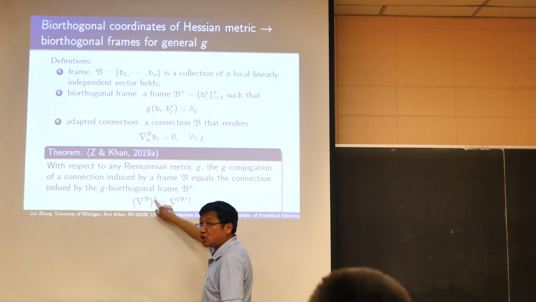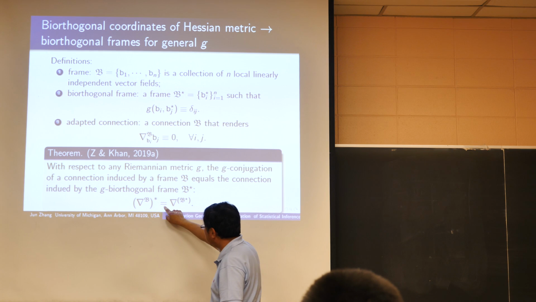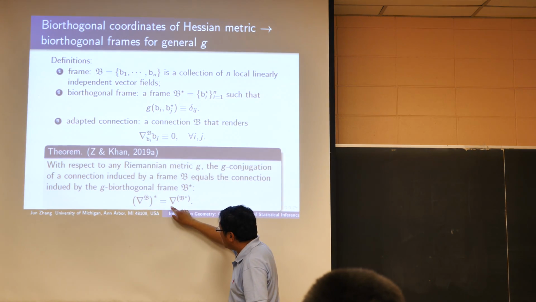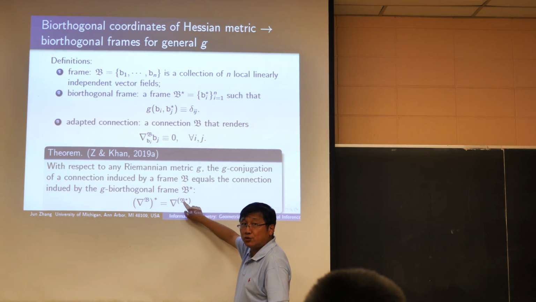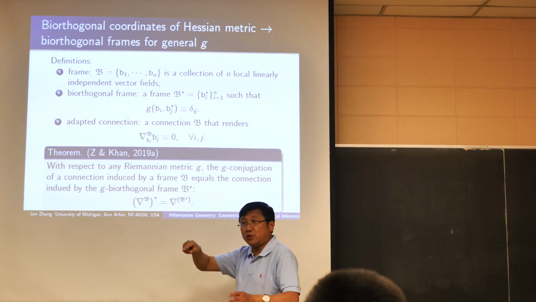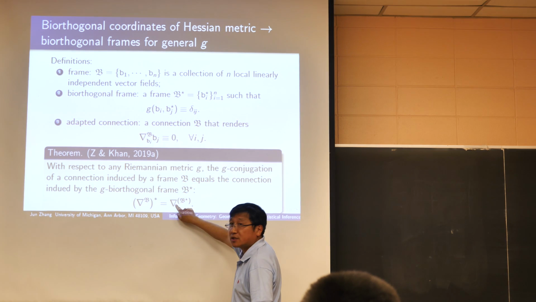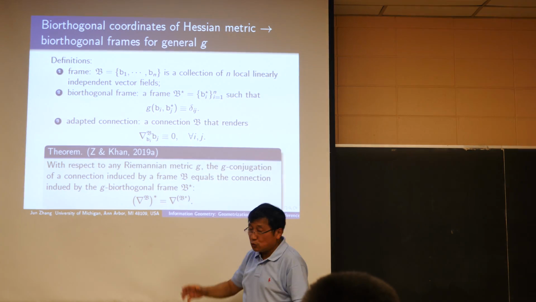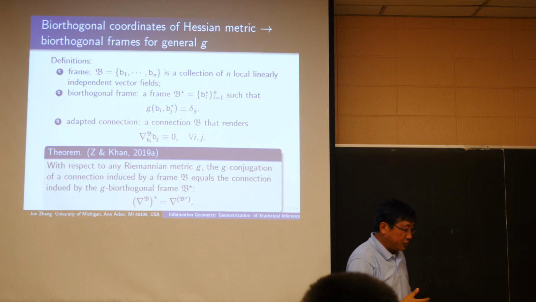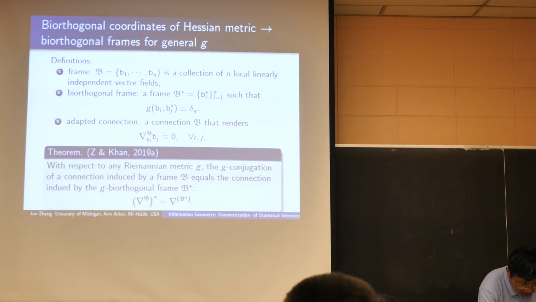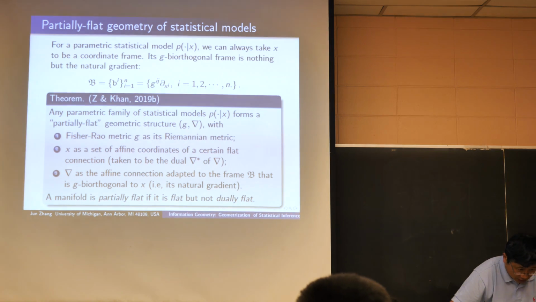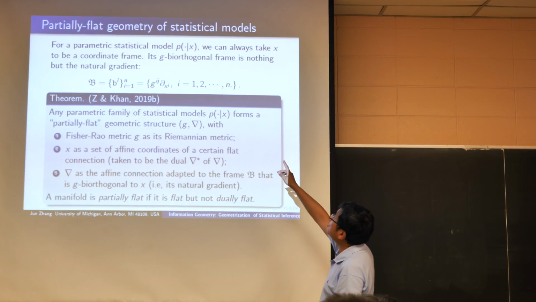If we take the G conjugate of that, this will equal the G bi-orthogonal frame. So with any G, we have a G bi-orthogonal frame, and then we construct the connection. These two notions, the bi-orthogonal frame and the G conjugate connection, are compatible. So with that, we are able to show a partially flat model. This is a partially flat geometry.